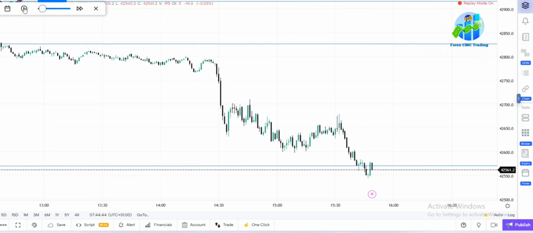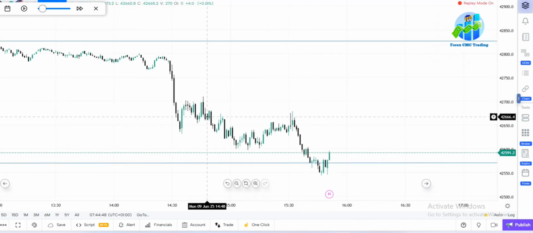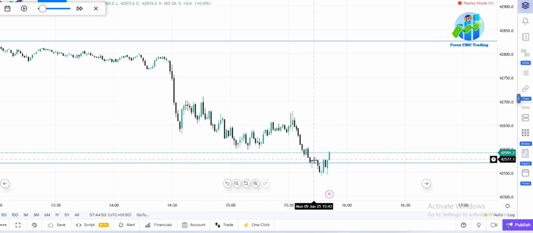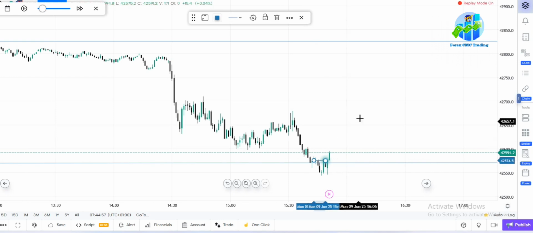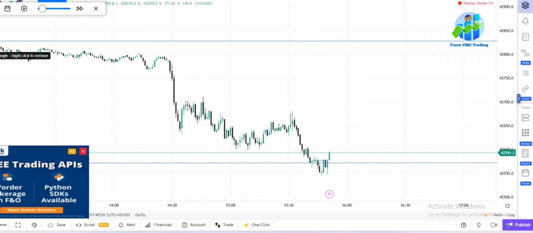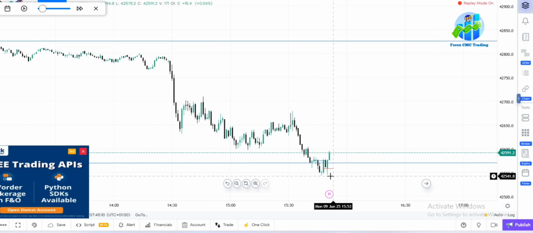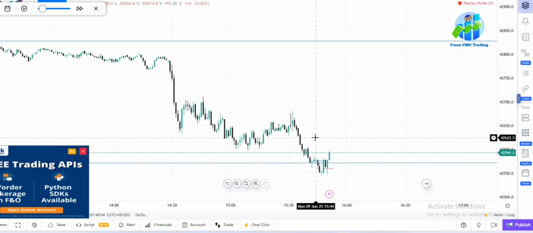Now, what was I looking at? Please pay attention very well. I was looking at a market structure shift. This is a market structure shift here, not a market structure break, a market structure shift. Then a fair value gap. Please pay attention. A fair value gap here, right? You see that candle, right? There was an imbalance there.